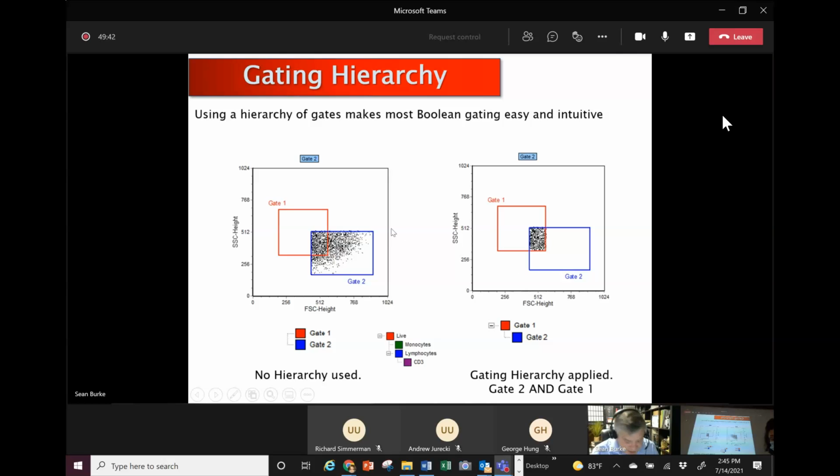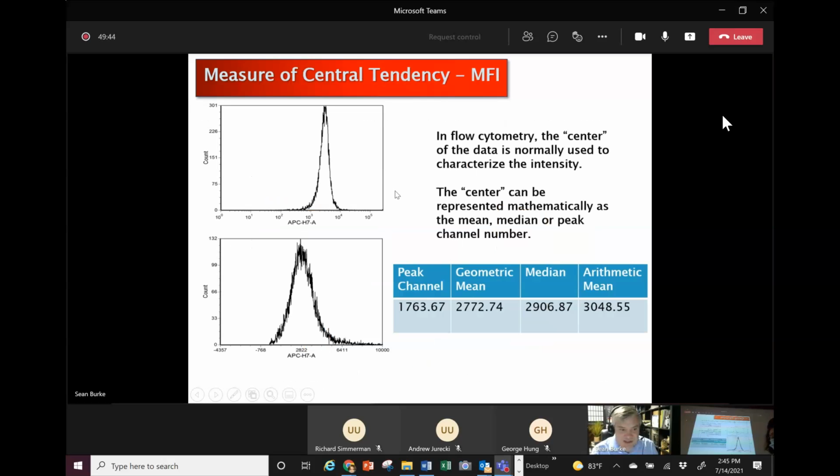Now, one other thing that goes into flow data, which I think is pretty useful, is being able to measure central tendency. When we look at a histogram, we get this peak, and a lot of times we have to define where the median value of that peak is. When you read papers about this, that's referred to as MFI. It's called mean fluorescent intensity.